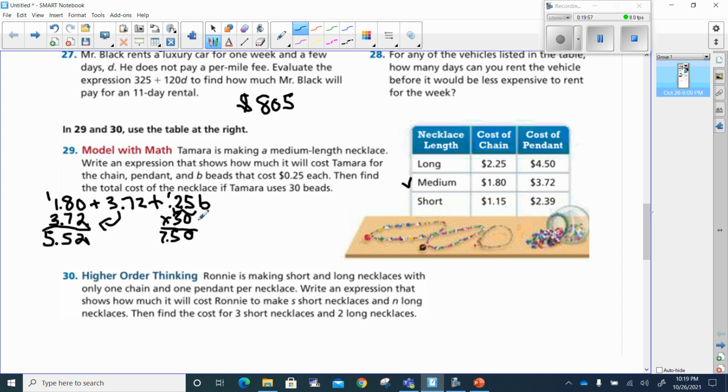And now I can go ahead and add these two together. Remember, we were adding it here, right? So let's see, 7.50, that's the cost of the beads, plus $5.52, that's the cost of the pendant and the chain. It's going to come up to, let's see, that's 12, 13. So I would say it's $13.02.